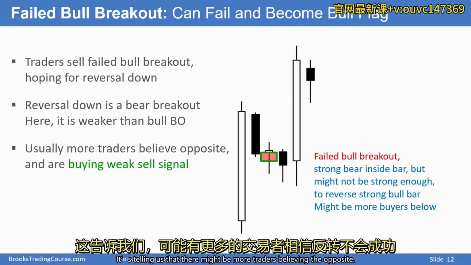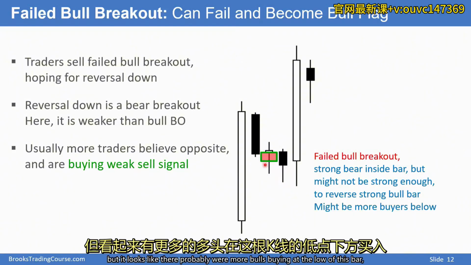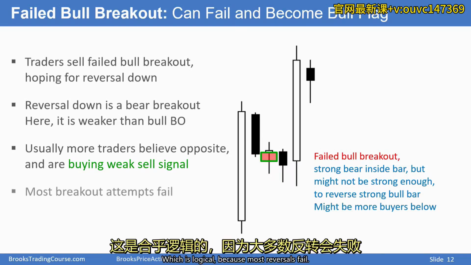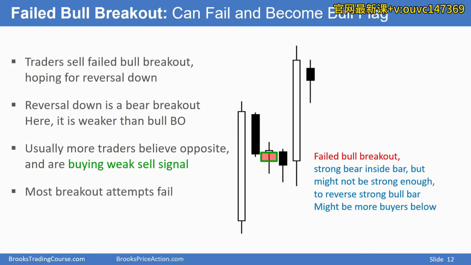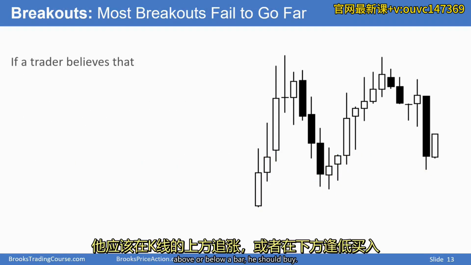It's telling us that there might be more traders believing the opposite. So the bears sold, betting that the bull breakout will fail, but it looks like there probably were more bulls buying at the low of this bar, betting that the bear reversal would fail, which is logical because most reversals fail, most breakouts fail, most reversals fail. Now, if a trader thinks that buyers will win above or below a bar, he should buy.